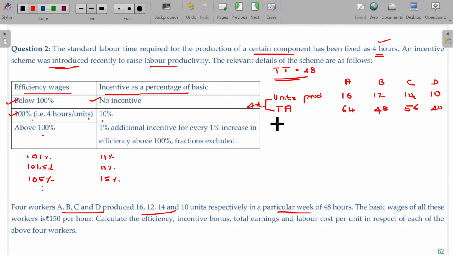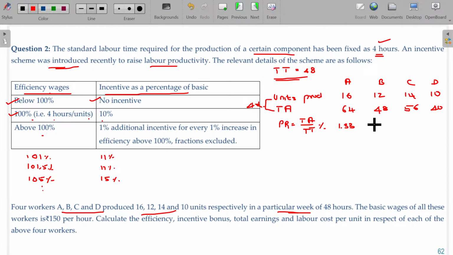Now find out the efficiency level or performance rating. Performance rating is nothing but time allowed or standard time divided by time taken, is the formula. 48 hours he has taken to complete a work that usually requires 64 hours. Then definitely he is a more efficient worker. So 64 by 48, what's the value you are getting? 1.33 is the performance rating.